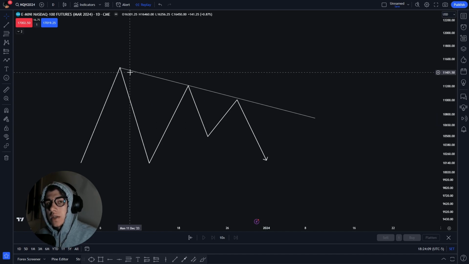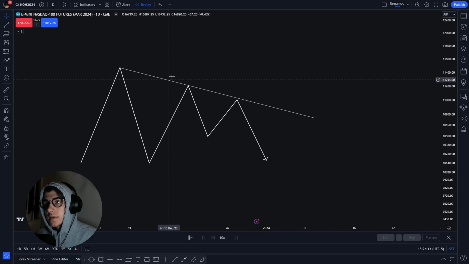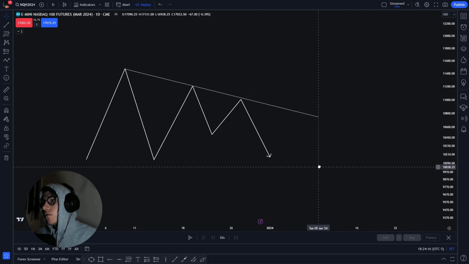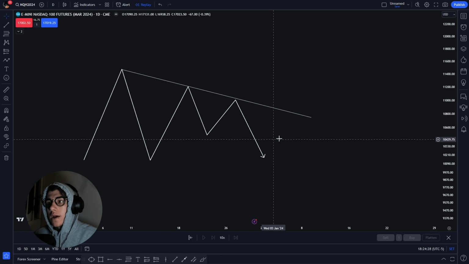Just like equal lows and equal highs are important liquidity points, so is low resistance liquidity. And you could also use it for your daily bias. So we'll now jump onto TradingView and go over some examples there.